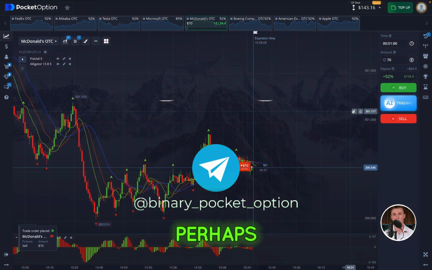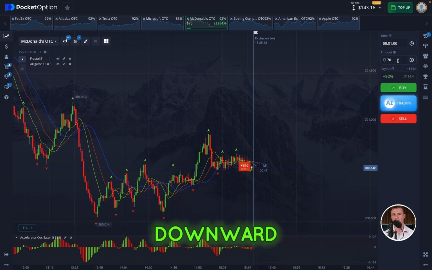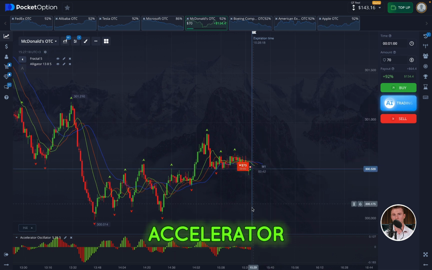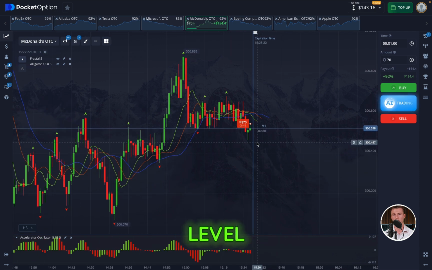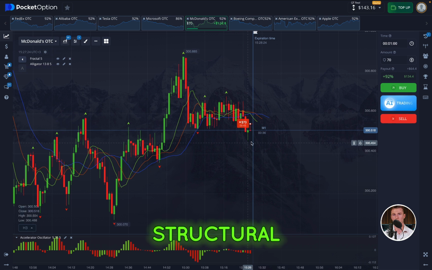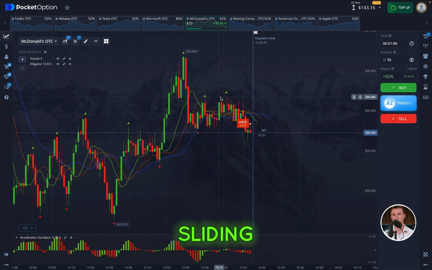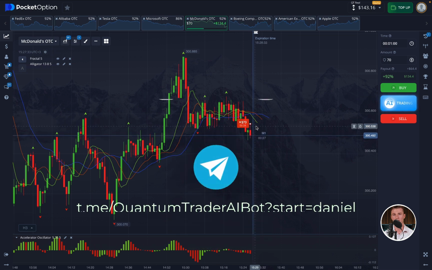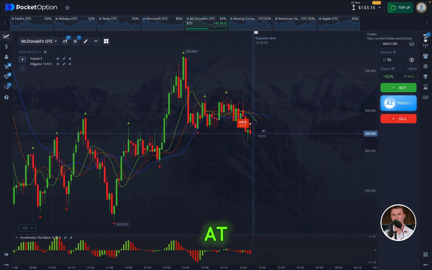And here, perhaps, I will also open a position to decline. In general, there are downward volumes of movement. And here, the accelerator histogram shows us this. I managed to achieve a good opening level here. There was an update of the structural local maximum, and the movement crossed all the sliding lines of the alligator from top to bottom. In general, the same logic of opening, I think it's very clear. Let's look at the result.